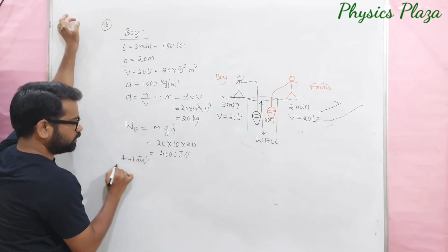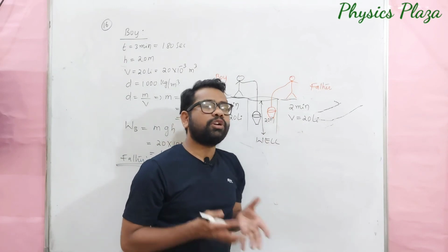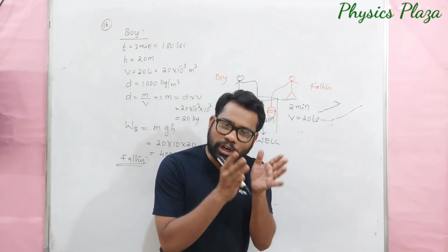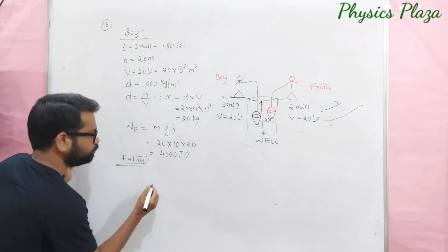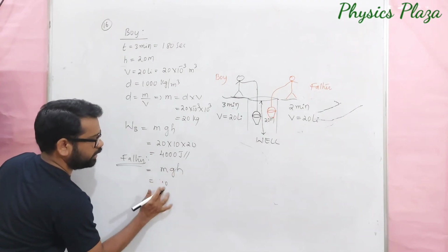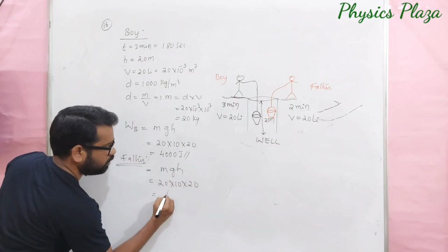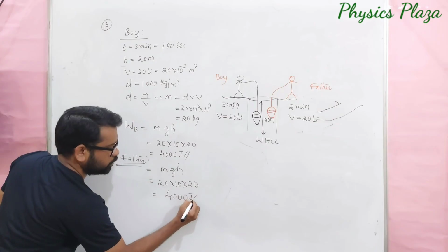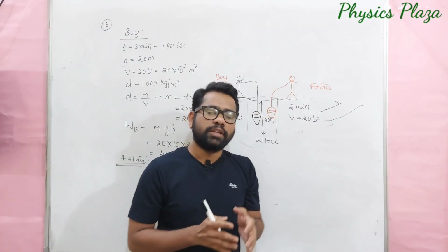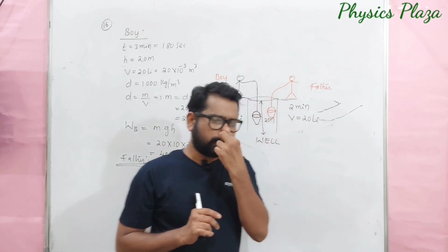What is the work done by the father? Look, it's quite interesting. Even the father is taking the same amount of mass from the same depth. That is mgh, everything is the same. So the work done by the father is also mgh, 20 into 10 into 20, so you will get 4000 joule. As both do the same work, the ratio of work done by the boy and the father is 1:1.